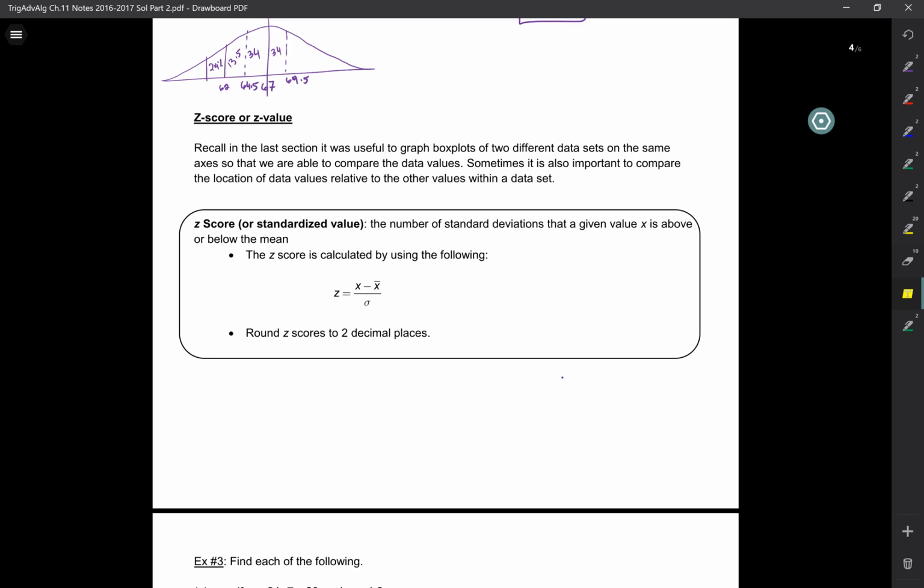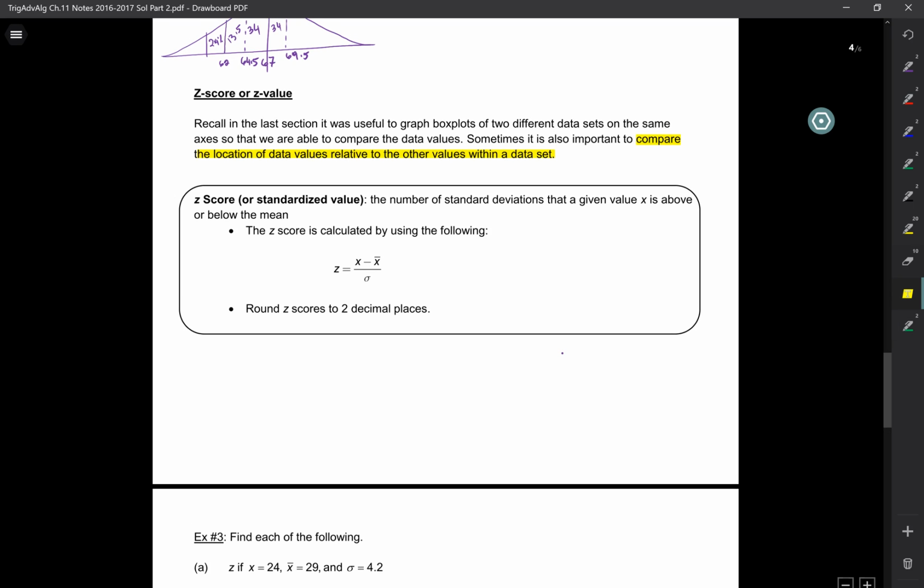All right, so if we wanted to compare the location of data values relative to the other data values within a data set, right? So you pick one random score out of 250 people who took a test. You want to know, how is this in relation to everybody else? Is it within the 68%? Is it within the 95%? Where is it? So that's what a z-score is.